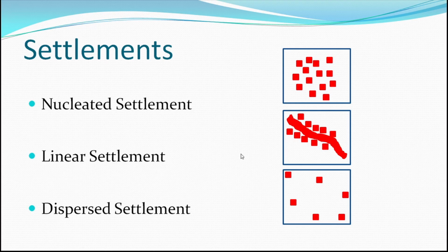When you say linear settlement, that means the houses are on both sides of the roads or the railway tracks. Sometimes when you travel by road, you will see houses at the side of the roads or the railway tracks. That is called a linear settlement. Then you have the dispersed settlement. With the word itself, we can understand the houses are very, very far from each other. So dispersed settlement, or you can also call it scattered settlement. So three settlements: nucleated, linear, and dispersed. Let's see how the question comes in your topo map.